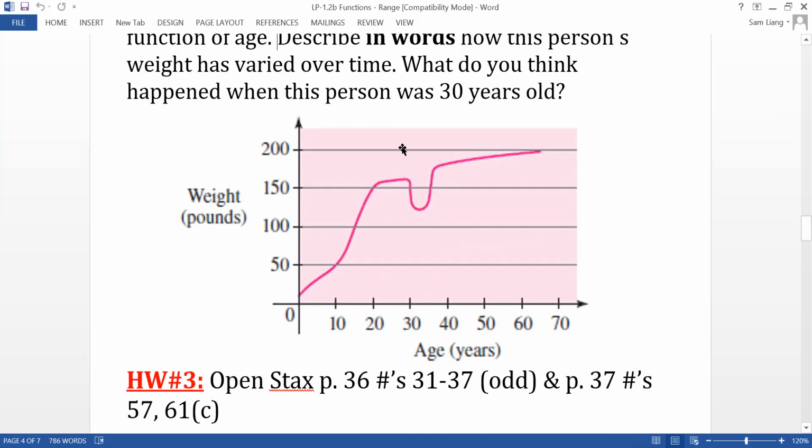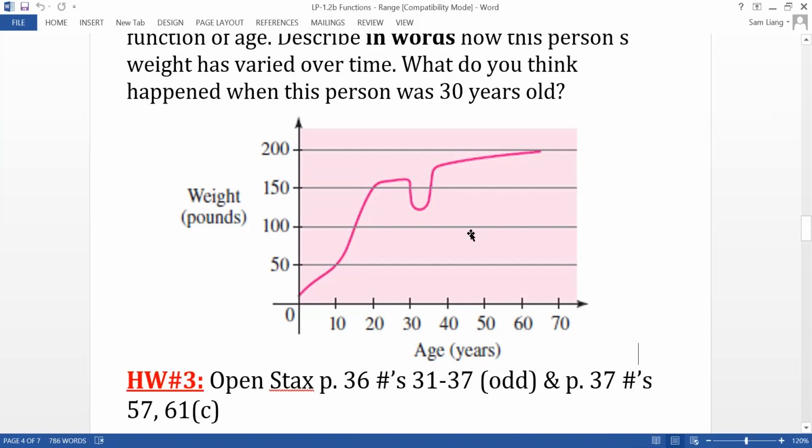Then at 30, which is the age in question here in the do now, the weight drastically decreases. Okay, and then it tapers off at about 125, and then it starts increasing again right when they're like 35-ish, and then it starts another slope right at around 36, 37. Still increases, but just at a slower rate. All right, that's it for the do now.